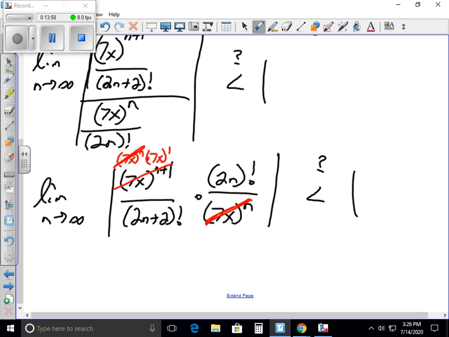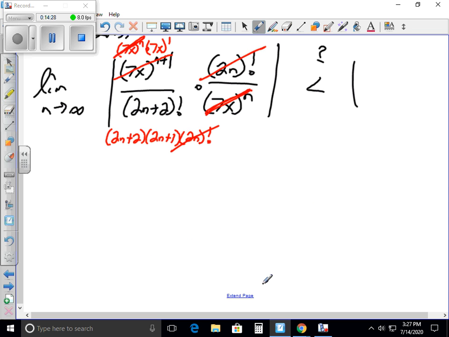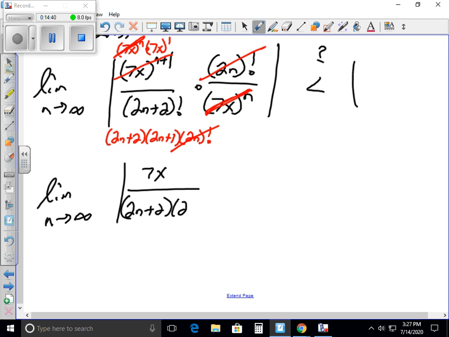With the factorials, remember how we reduce factorials. We take the larger and we list the factors until we get down to the same point we are on top. So 2n plus 2, the 1 less factor would be 2n plus 1. 1 less than that is 2n, and all of the other factors will match. So the 2n factorial reduces. So we're left with the limit as n goes to infinity of the absolute value of 7x over 2n plus 2 times 2n plus 1.